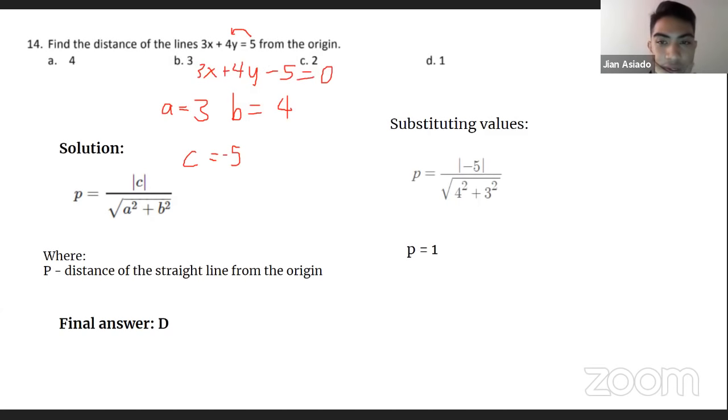But well, we're gonna absolute value it anyway, so mawawala din yung negative dun sa negative 5. And then over square root of 4 squared plus 3 squared. Then we get P is equal to 1. So that's letter D. So this one may formula talaga dito and you have to memorize it.